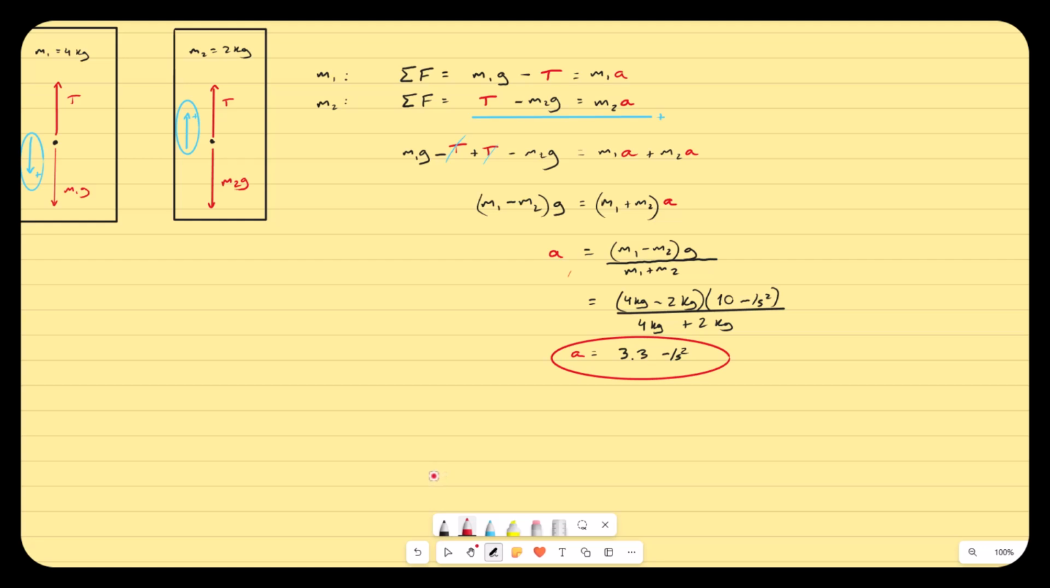The other thing that I needed to find was my tension. I'm going to take one of these two equations up here and plug in for tension. I'm going to take this bottom one and plug in to find tension. So what I have right now, tension minus m2g equals m2a. I'm going to leave that now not in red because I already found it. So my tension is m2a plus m2g, and I get a tension force.